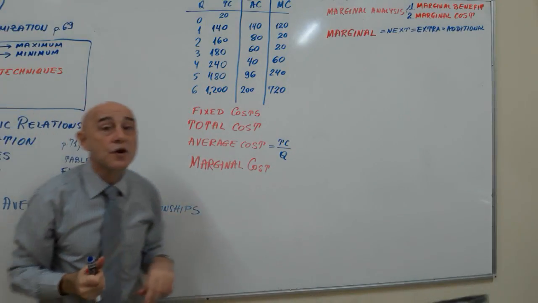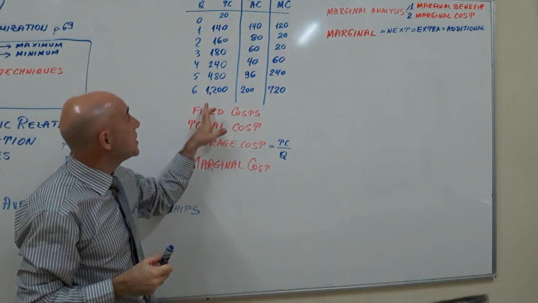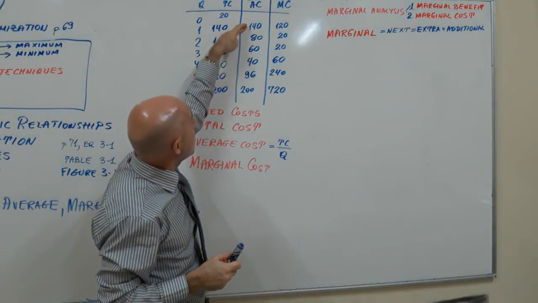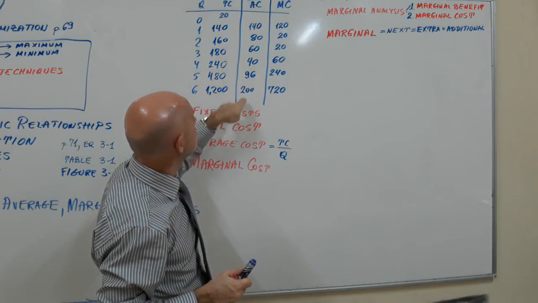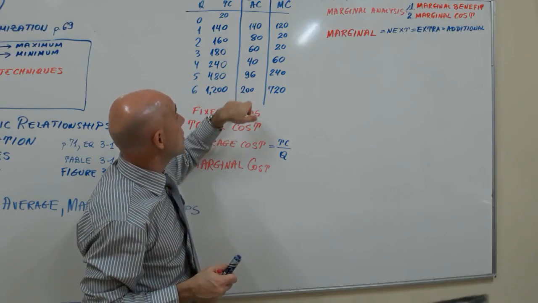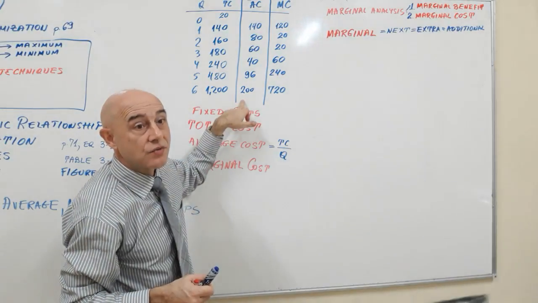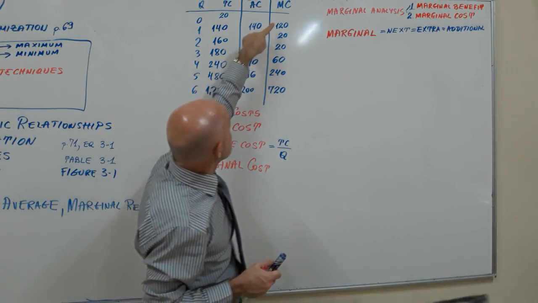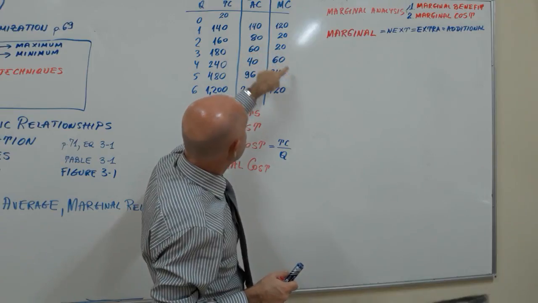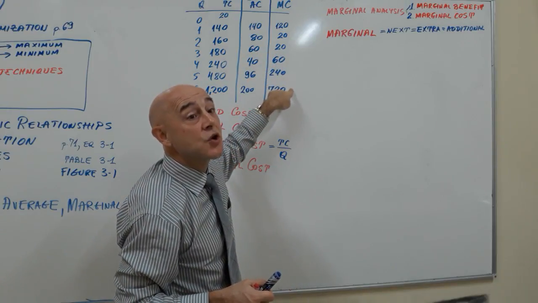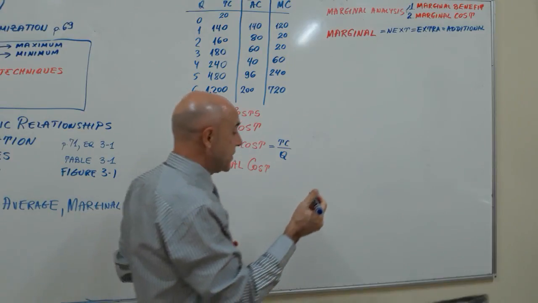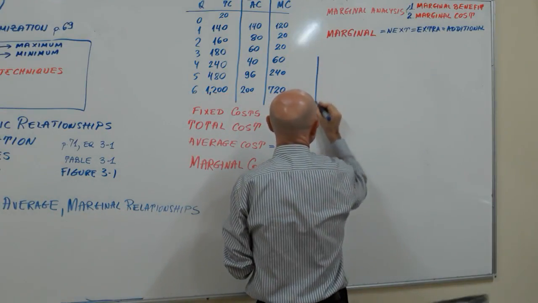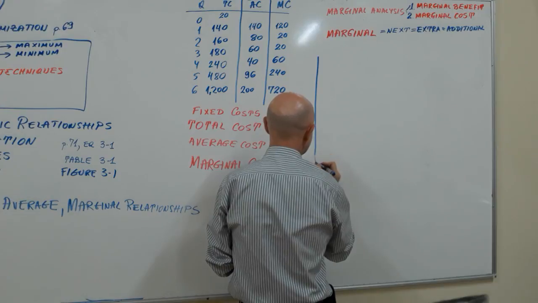Alright, so what do we see here? Average cost at first falls and then rises. Marginal cost here falls and then increases. Okay, so I can draw a little bit or a big picture for you to take a look and see.